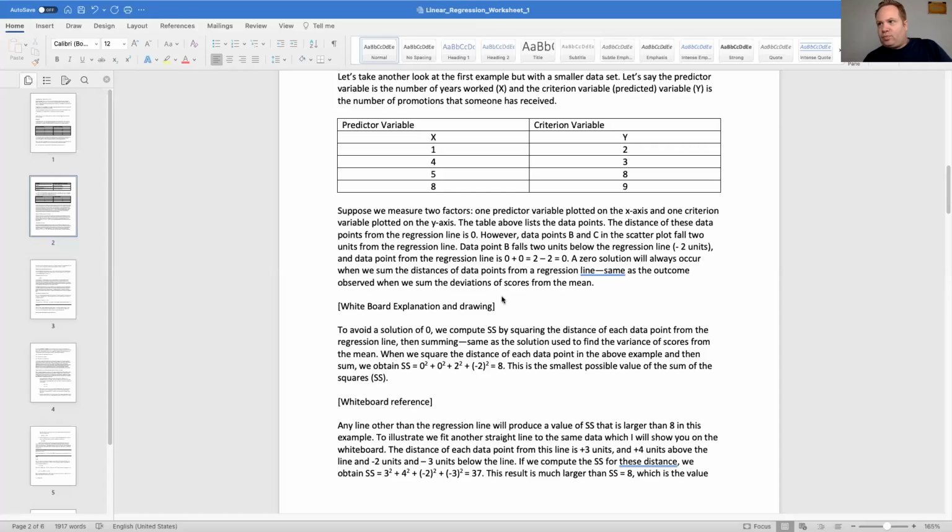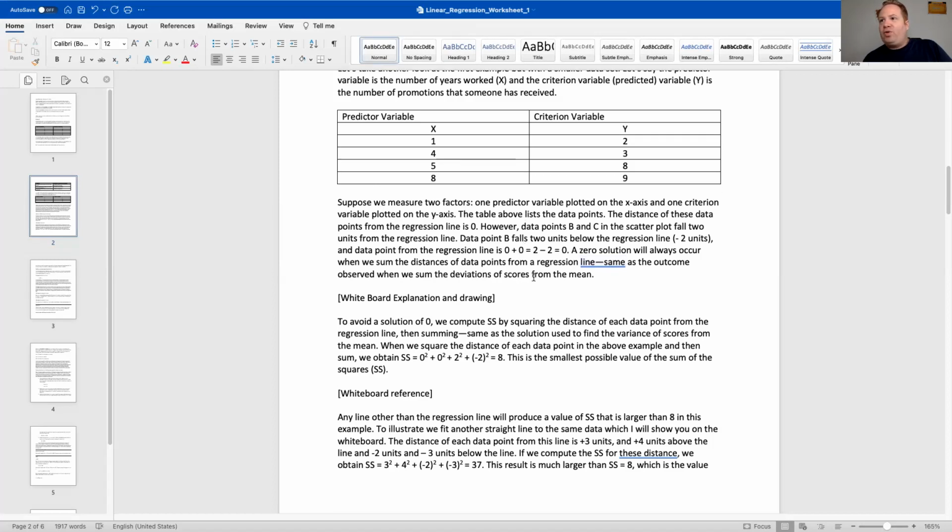All right, so let's go back to our Word document, everybody. So we were talking about this. Suppose we measure 2 factors, one predictor variable plotted on the x-axis and one criterion variable plotted on the y-axis. The table above lists the data points, and we have our scatter plot, and then we look at where these points fall from the regression line.